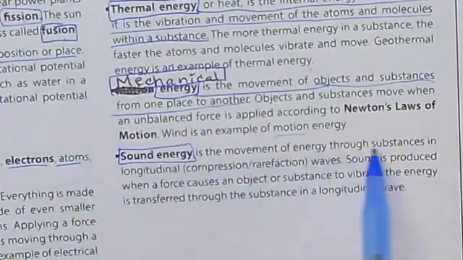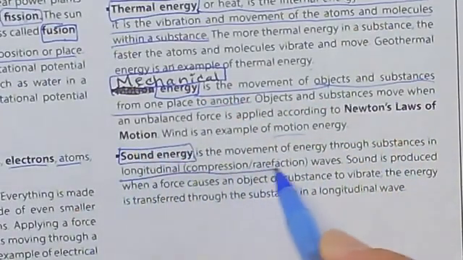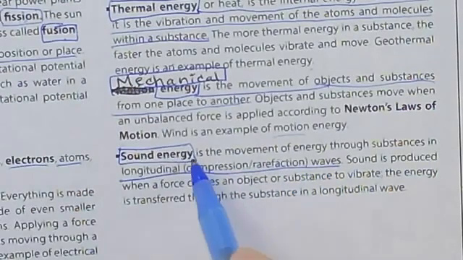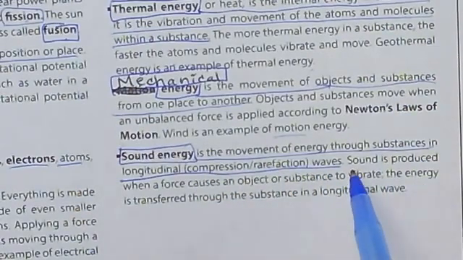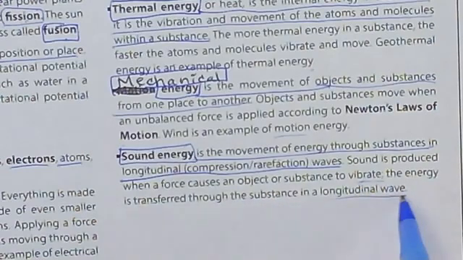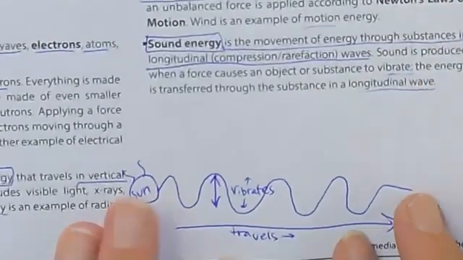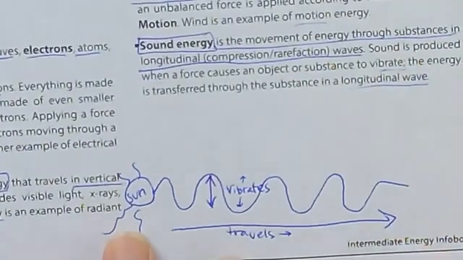Let's take a look at sound energy. Sound energy is the movement of energy through substances in longitudinal or compression/refraction waves. Sound is produced when a force causes an object or substance to vibrate. The energy is transferred through the substance in longitudinal waves. So here's what that looks like.